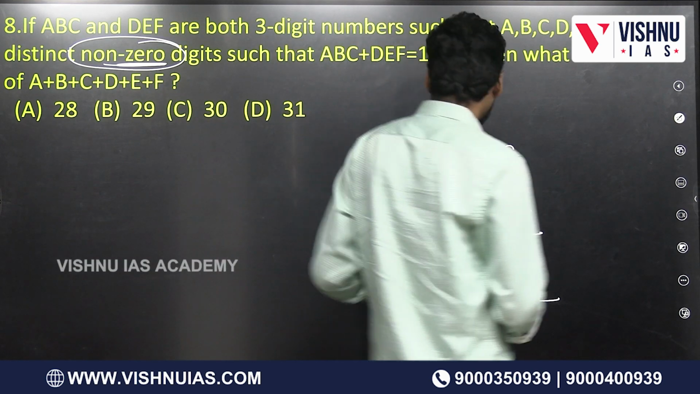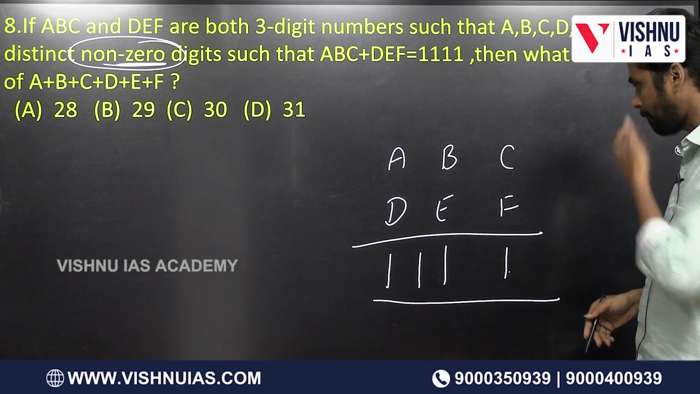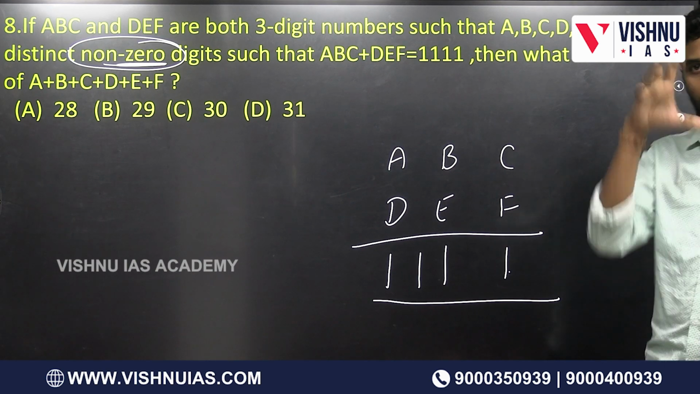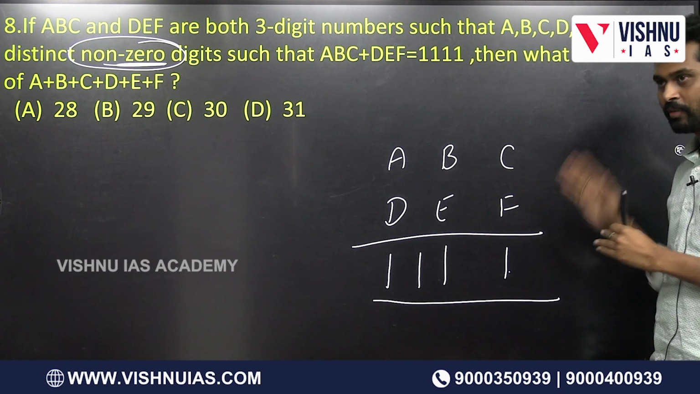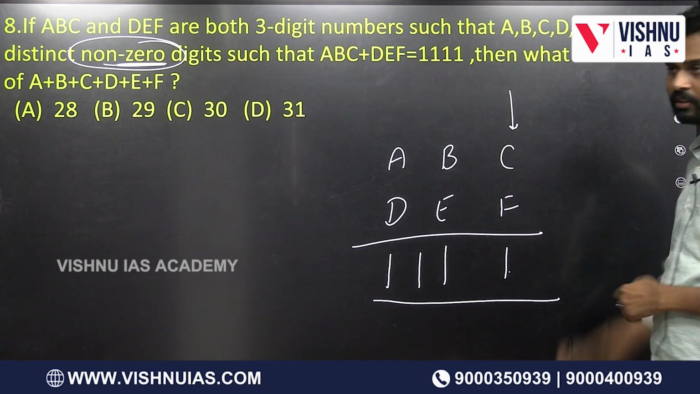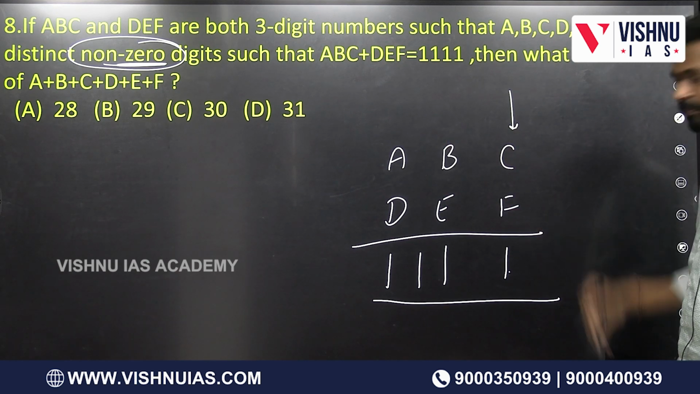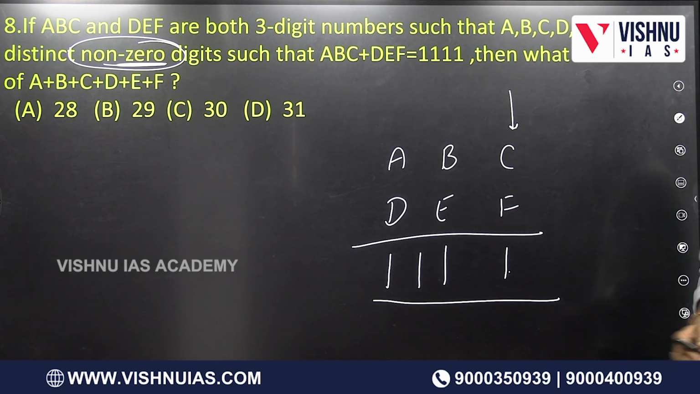Then what is the sum of A plus B plus C plus D plus E plus F? When we do addition, how do we take it? First we go from right to left. We'll take the addition in this way, from the right side to the left side. Now C plus F is 1. So now you think logically.